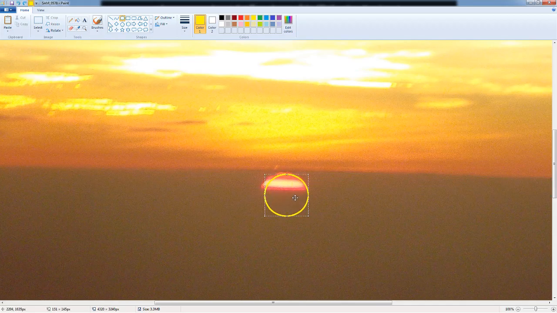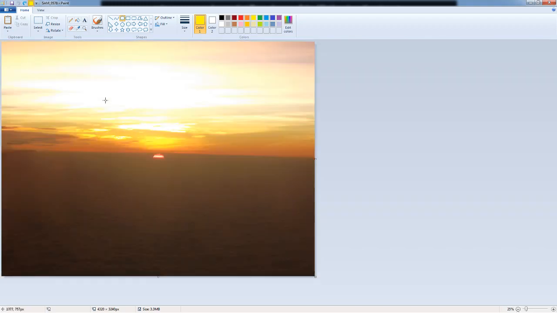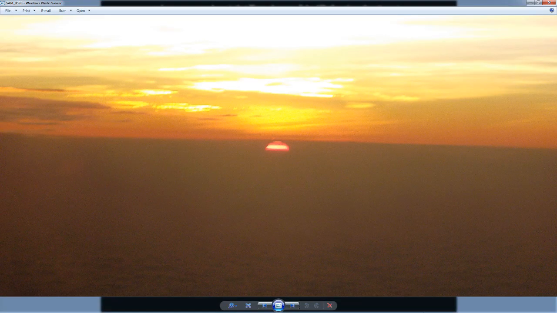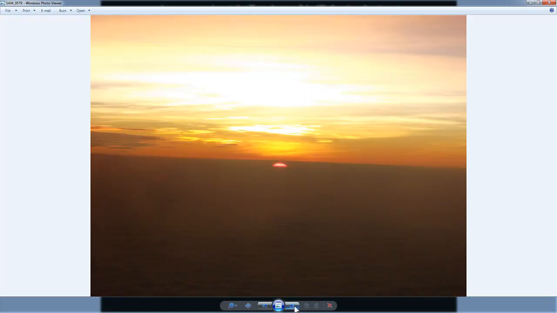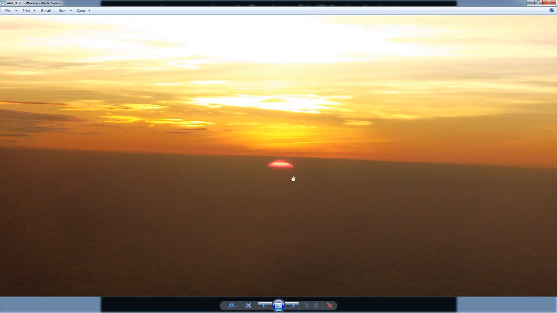Look at that. There's the sun below the horizon. There is no possible way that that is possible at all. It cannot exist this way with a flat Earth. There's no way. And look, it's even further down.